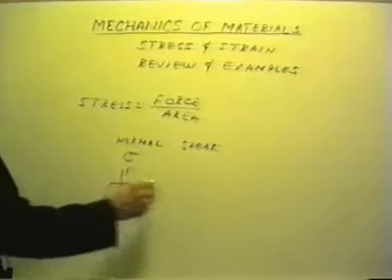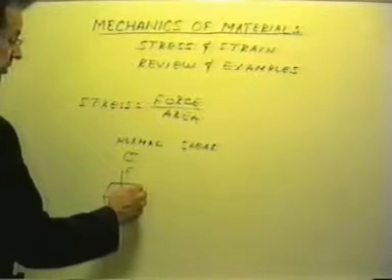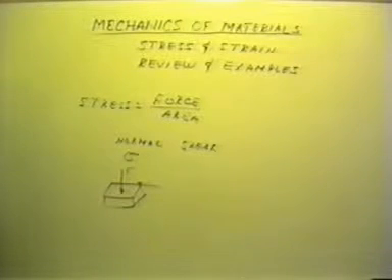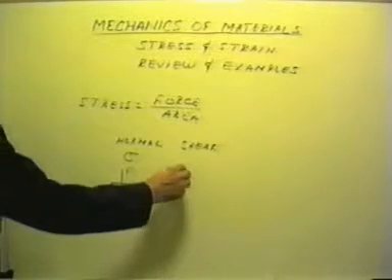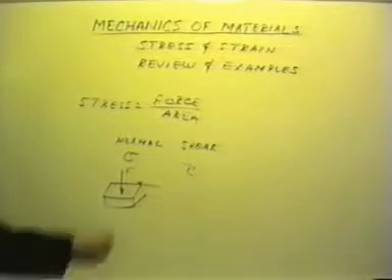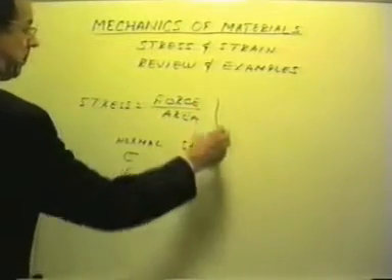Now in the case of shear, we're applying the force right parallel to the area. And so we define the shear stress as being tau, and tau is the ratio of the force parallel to the surface area divided by the surface area. Okay, so much for stress.